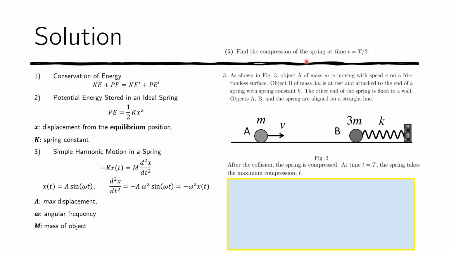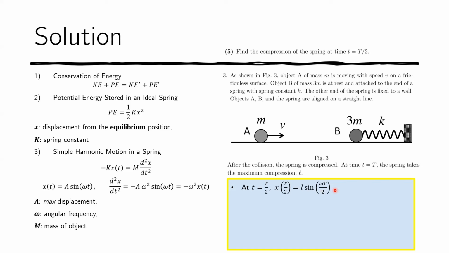Now we need to find the compression of the spring at capital T over 2. This is not very hard if we already know the constant A here and the omega T over 2. All we need to do is replace the T's with T over 2. So let's do that. X of T over 2 equals L sine of omega T over 2. We just replace the T with this T here. And here L is equal to A. We already know this from question 3, so we are just going to use it here.